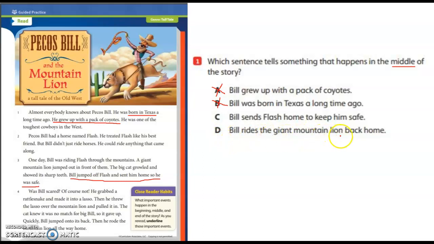Bill rides the giant mountain lion back home. That text evidence is way down here. He rode the mountain lion all the way home. Now this happens after the problem is solved. This happens after the mountain lion gave up. So this does not happen in the middle of the story. It happens at the end of the story.